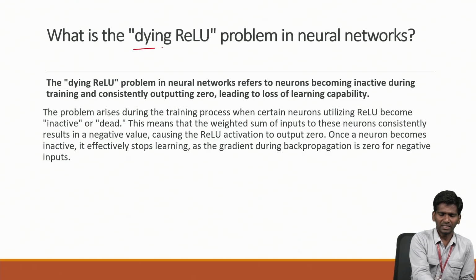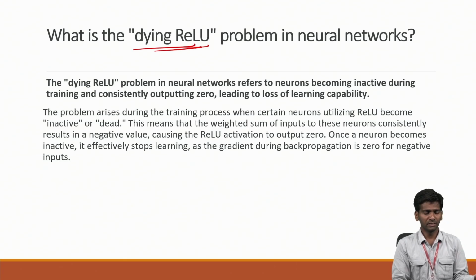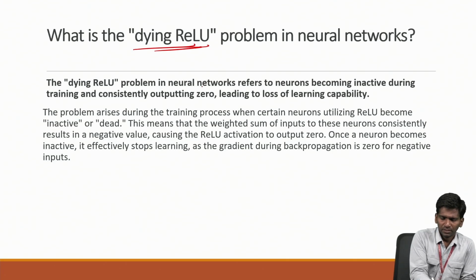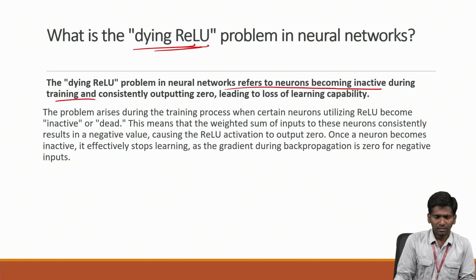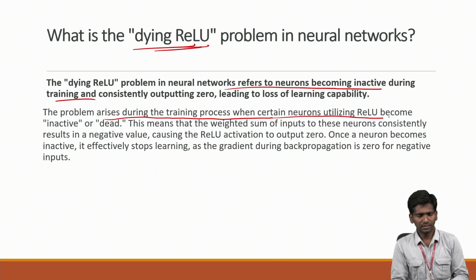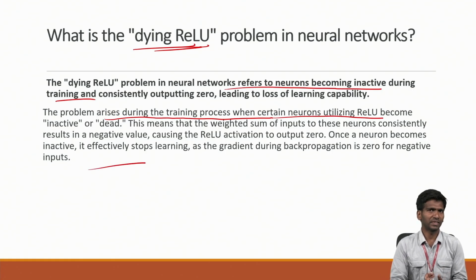However, there is a problem of dying ReLU. People also say that in some cases the ReLU activation functions will also die. Why, and in what cases? How does it happen in a neural network? It refers to neurons becoming inactive. When the ReLU activation function dies, it becomes inactive. It arises when certain neurons utilizing ReLU become inactive or dead. This is what happens when the ReLU activation function dies.